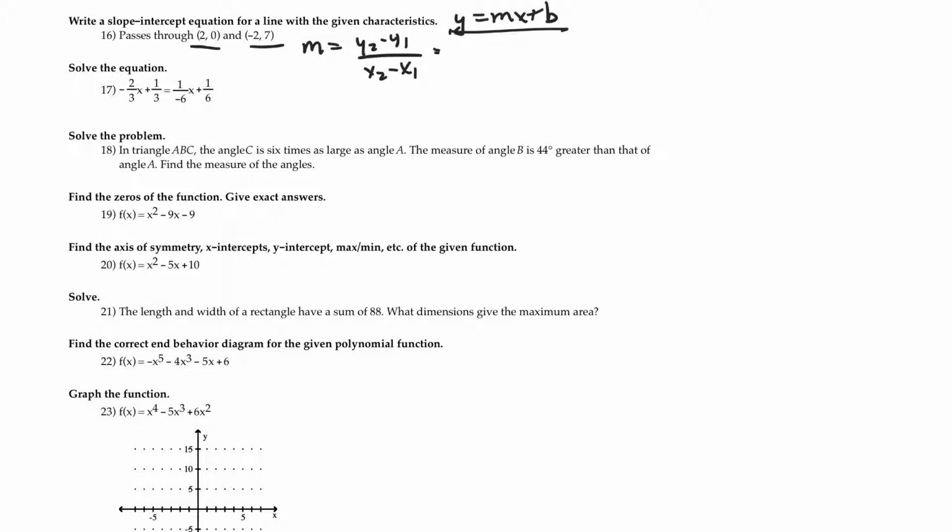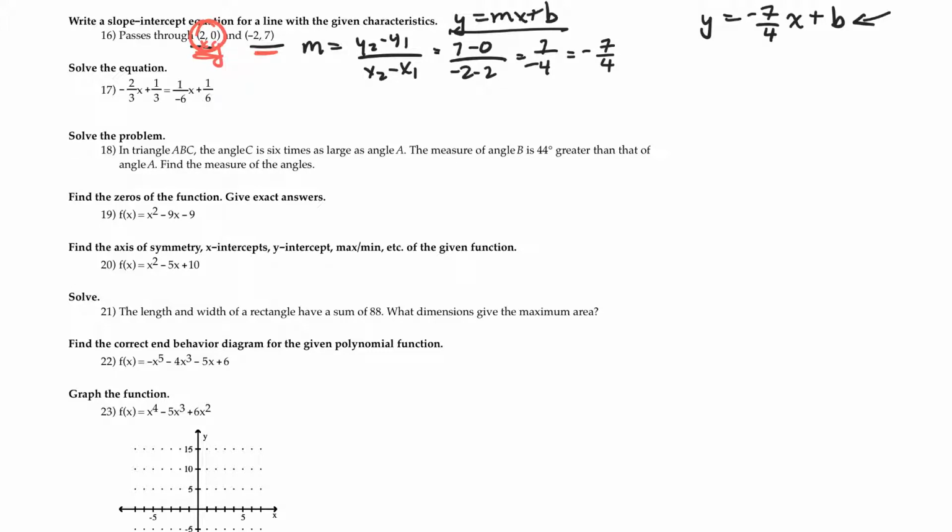So say 7 minus 0 over negative 2 minus 2. So it'd be 7 over negative 4 or negative 7/4. So if that's your slope, then I can plug it into this equation up here, y equals mx plus b. Instead of the m, I'm putting a negative 7/4 x plus b. Now to finish the equation, because I need to figure out what b is, I'll take one of these points, doesn't matter which one, this is probably the easiest one, and this is an x value and that's a y value.